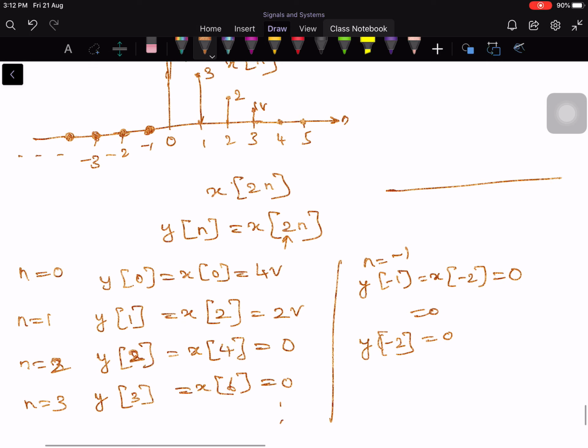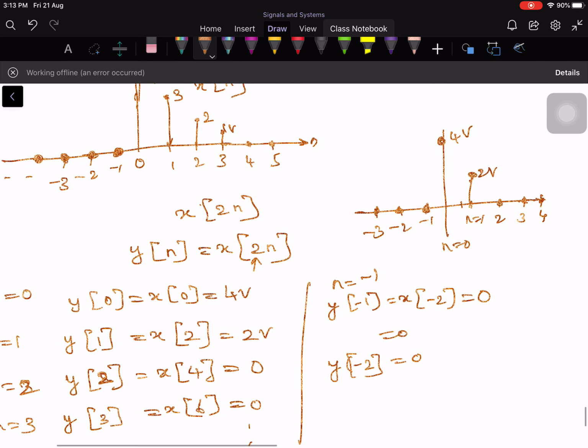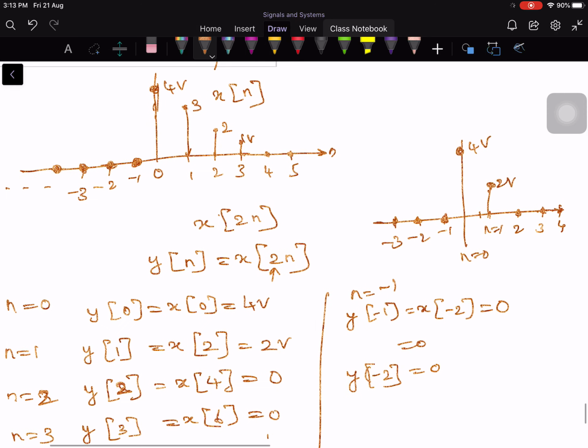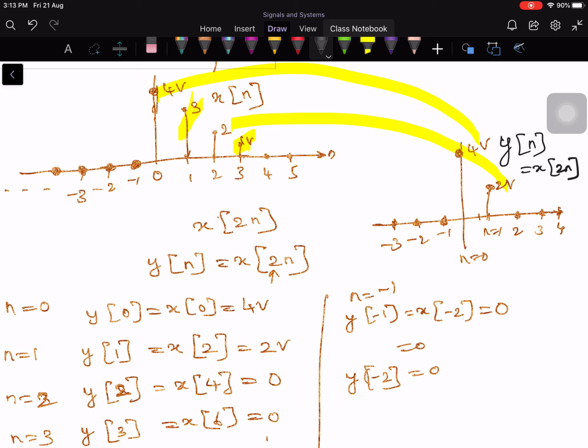How does it look? When n equal to 0, no problem, you have 4 volts. When n equal to 1, now look at the beauty, it is 2 volts, not 3 volts. When n equal to 2, 0 volts, n equal to 3, 0 volts, n equal to 4, 0 volts, and here n equal to minus 1, 0, n equal to minus 2, 0 volts, n equal to minus 3, 0 volts. Now look at here, it is missing some values when you are speeding up. This value is missed, and this value is also missed, and this one is coming here, and this one is coming here, and this is called y of n. This y of n is equal to x of 2n. So this is x of 2n.